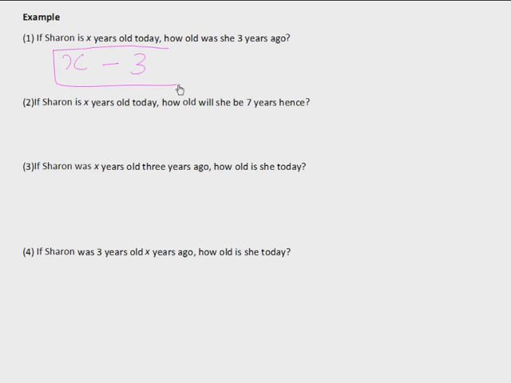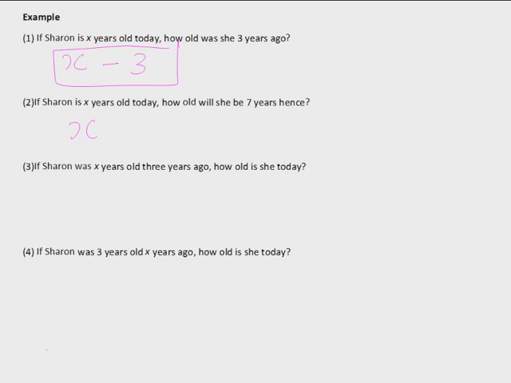And this is all you can say about how old she was 3 years ago. Since you don't know x, x will surely appear in the expression. 2. If Sharon is x years old today, how old will she be 7 years hence? If you know your age today and you want to know how old you are 7 years later, you will add 7 to it and you will tell me the answer because you'll be able to do the addition.